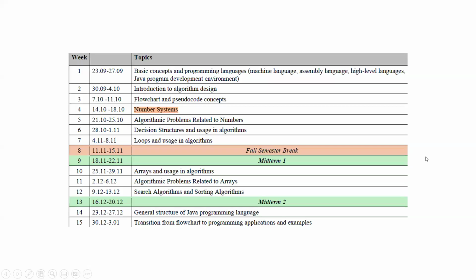In this week, as you see, we're done with these second and third week's chapters. Now we will try to understand what the number systems are. Actually, in our first week, we talked about this matter a little bit. Now we will see some more details about these number systems.